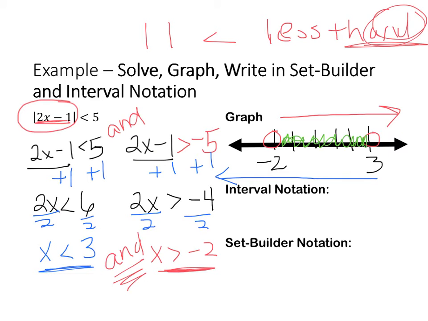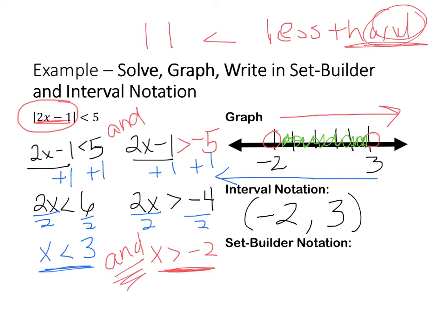Alright, now my interval notation. My interval notation is just start point, comma, stop point of shading. My shading starts at -2 and it stops at 3. No closed dots, so everything has a parenthesis.